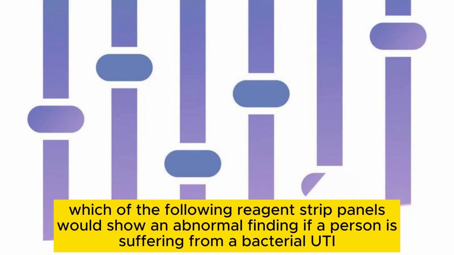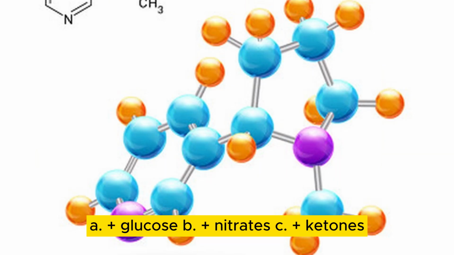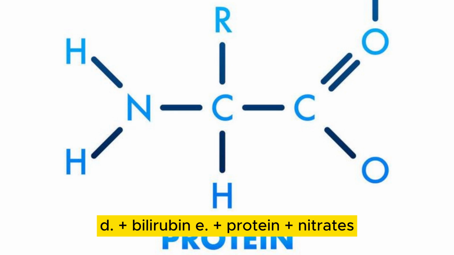Which of the following reagent strip panels would show an abnormal finding if a person is suffering from a bacterial UTI? A. Glucose. B. Positive nitrates. C. Positive ketones. D. Bilirubin. E. Positive protein, plus nitrates.